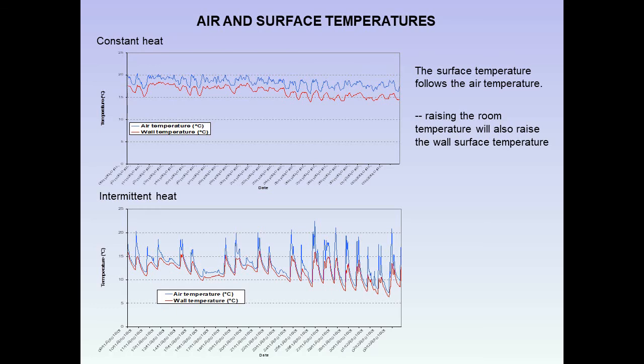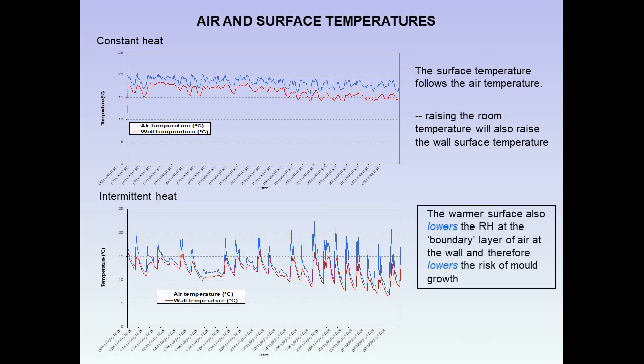And this is especially the case when we look at intermittent heating. There's the blue and then the red as we had before for the wall temperature, and look at the effects. It's very rapid. Wall surfaces heat up very rapidly in relation to heating up the atmospheric temperatures within the room. And doing this, if we heat up the wall surfaces, this can lower the risk of mould growth.